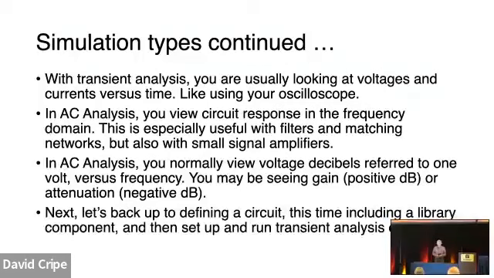In AC analysis, you're going to view your circuit response in the frequency domain. This is especially useful with filters, matching networks, and passive circuits like that. But it's also very useful with small signal amplifiers. You're concerned with bandwidth and so forth, and it works well there as well, circuits with active components. In AC analysis, you're normally plotting voltage in decibels relative to 1 volt versus frequency, okay? So like a plot for a filter response. You might be seeing gain in positive dB or attenuation in negative dB, or both, really, if you're plotting the frequency response.